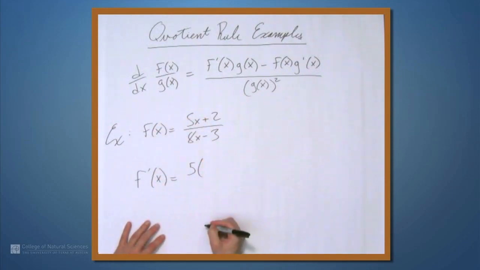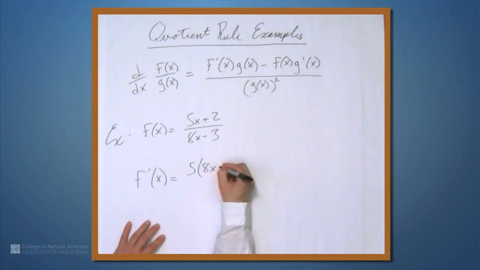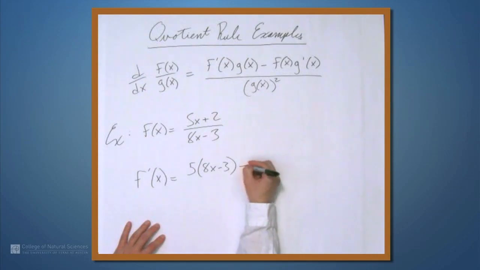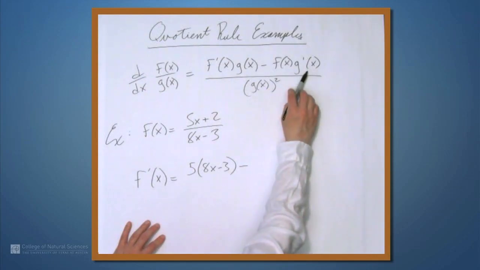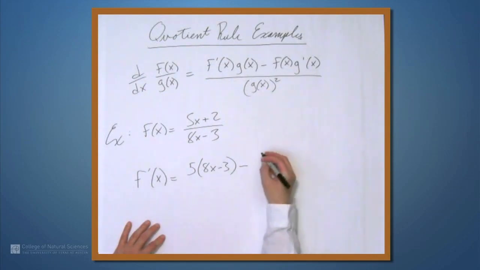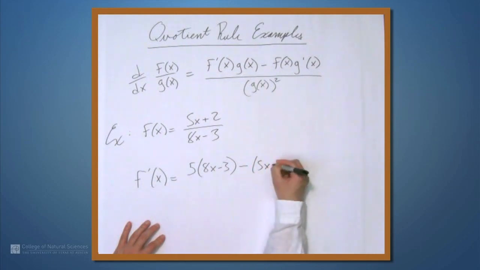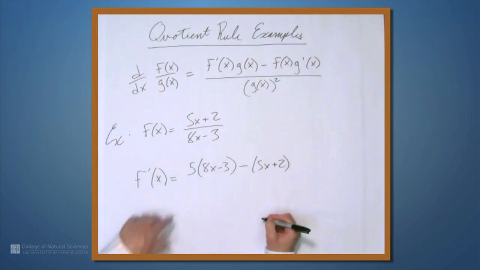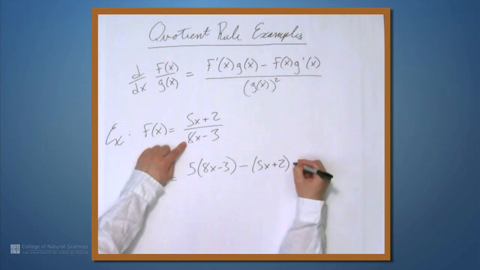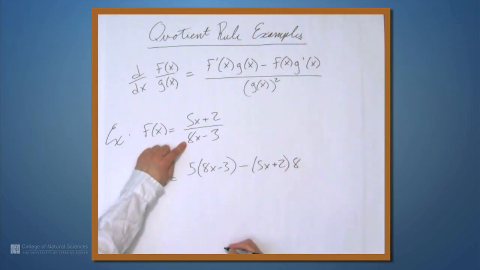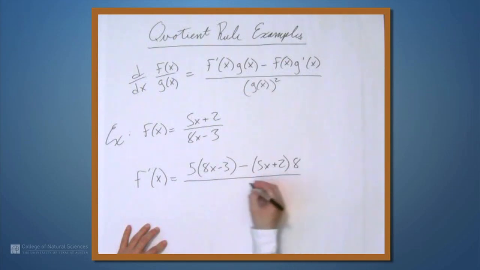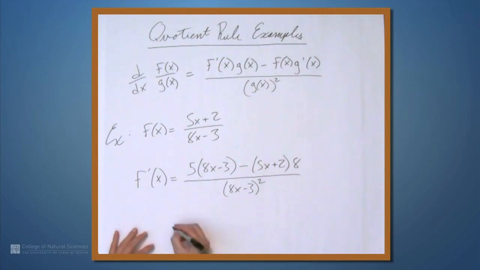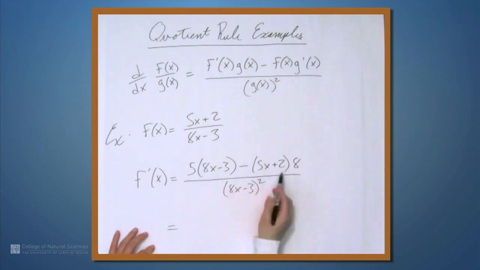So we take the derivative of the top times the bottom as is. And then we subtract the top times the derivative of the bottom. So the top is 5x plus 2 times the derivative of the bottom, which is just 8. And now we put this all over the denominator squared. And if we want to, we can simplify the top.